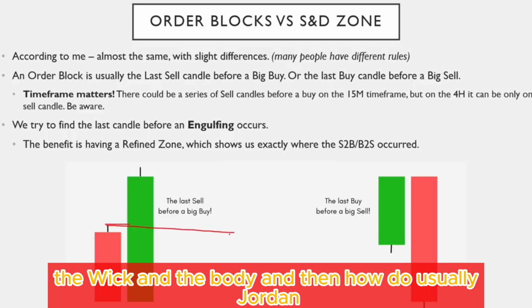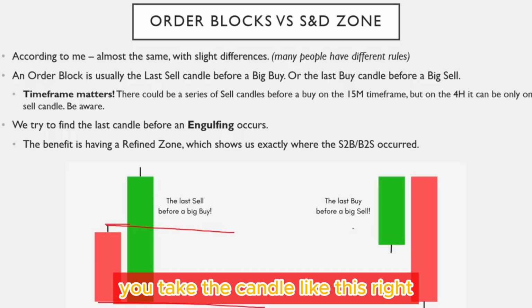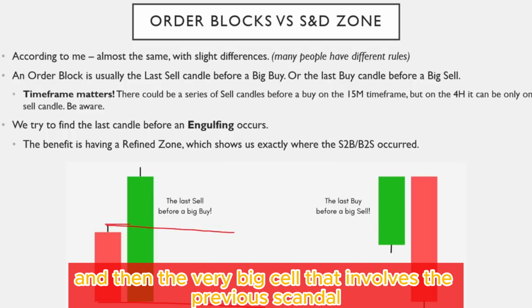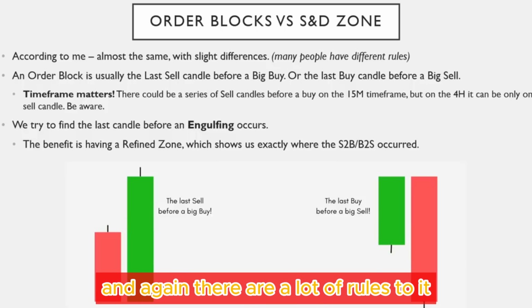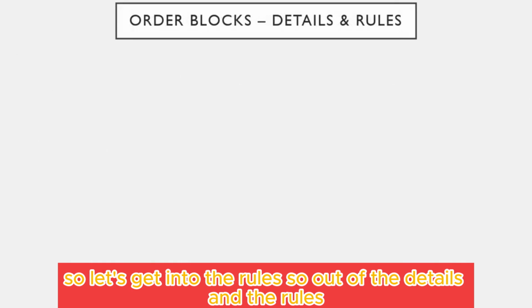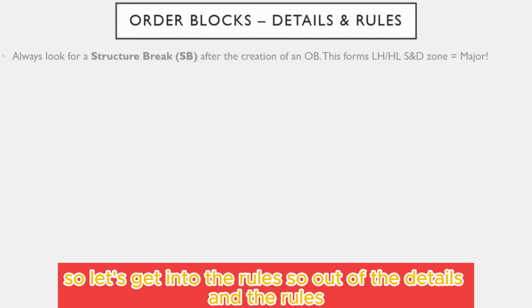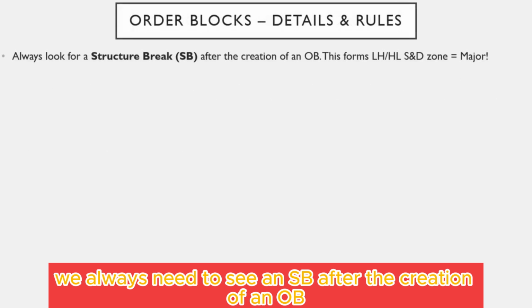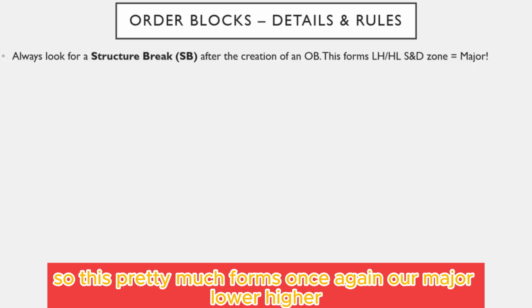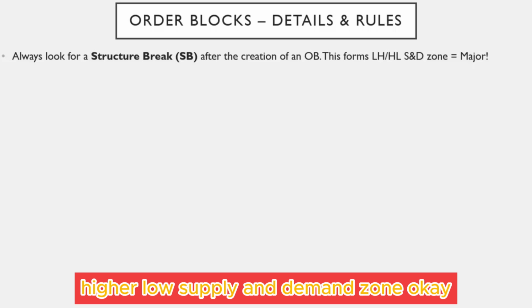And then how do you usually draw them? You take the candle like this. You have a buy and then the very big sell that engulfs the previous candle. And again, there are a lot of rules to it, so let's get into the rules. What are the details and the rules? We always need to see an SB after the creation of an OB, so this pretty much forms, once again, our major lower high, higher low supply and demand zone.